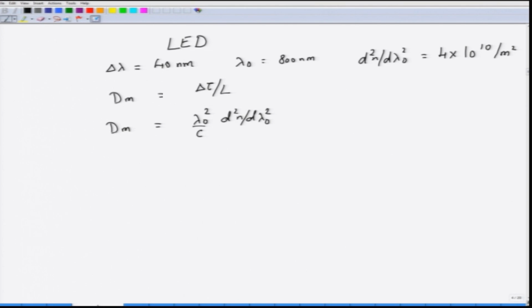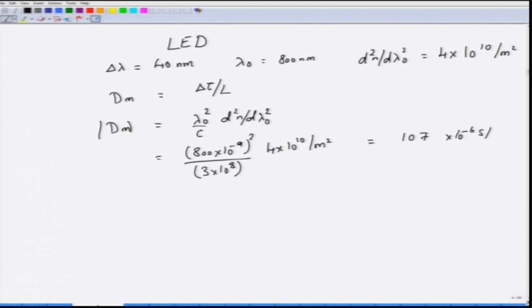Okay. So you first find out dm, you can substitute the values here. This is 800 nanometers or 0.8 micrometer, so you can put that one there. The velocity of light is 3 into 10 to the power 8 meter per second, and then d square n by d lambda square is given as 4 into 10 to the power 10 per meter square. So you plug in all these values, you will get the absolute value of dm as 107 into 10 to the power minus 6 seconds per meter square. Converting this into the units of picosecond per nanometer kilometer will give you 107 picosecond per nanometer kilometer. Okay. So this is the material dispersion for the LED that has been measured.